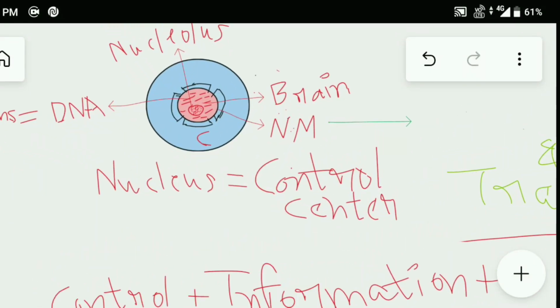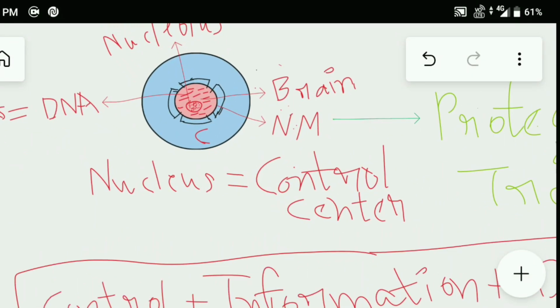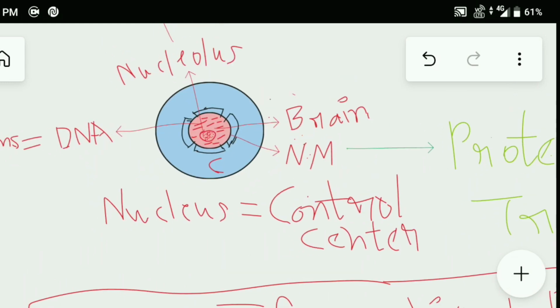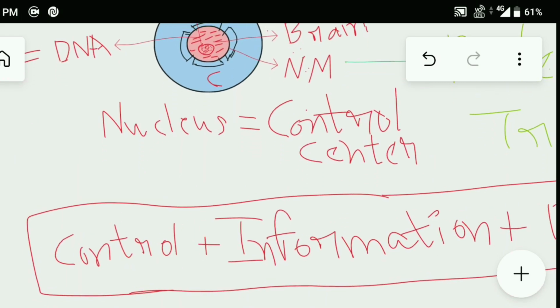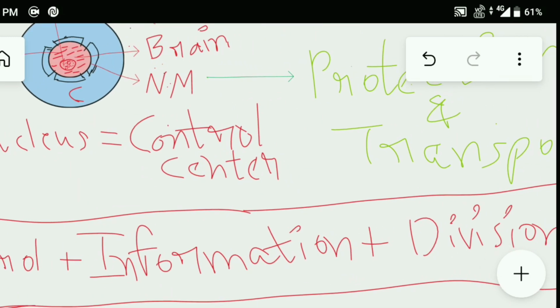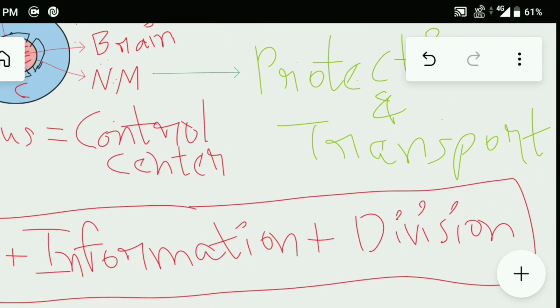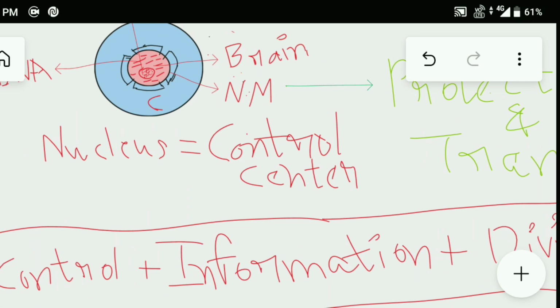Now let's have a quick revision. So answer, what is the nucleus? A nucleus is a double membrane bound structure present in eukaryotic cells. It controls cell activities, it contains information, and it also helps in cell division. So the nucleus is like a control center of the cell.